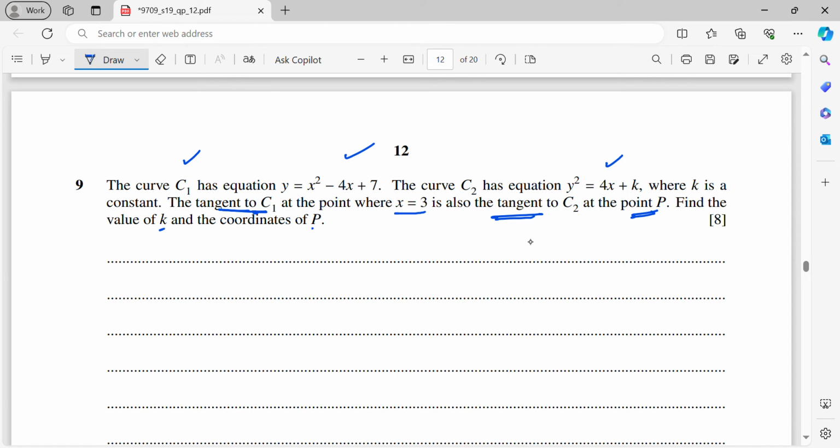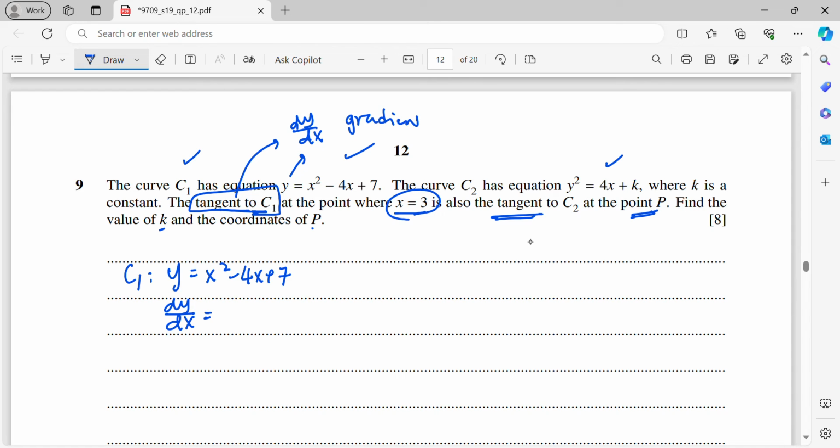So firstly, we know that tangent to C1, tangent means the gradient is dy/dx, where x equals 3. So now I will write C1: y equals x squared minus 4x plus 7. Then now my dy/dx, the gradient of tangent, is 2x minus 4, because when you differentiate x to the power n, that is n x to the power n minus 1.